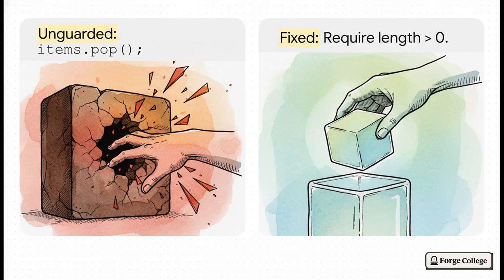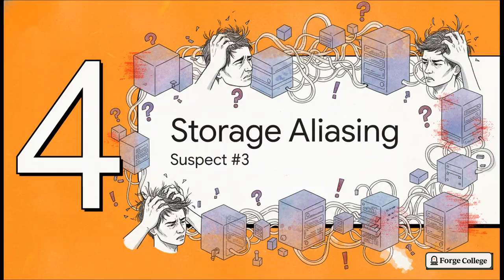So the absolutely crucial point here is to always ensure your array actually has elements to pop before executing the removal. The fixed code on the right explicitly requires the length to be greater than 0. It verifies there's actually a piece of data to remove, keeping your logic totally safe and preventing that terrifying integer underflow. Next up, Section 4, storage aliasing pitfalls.